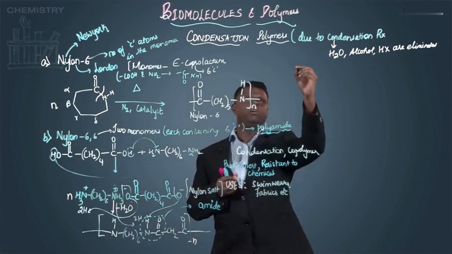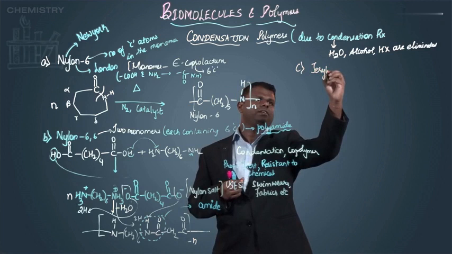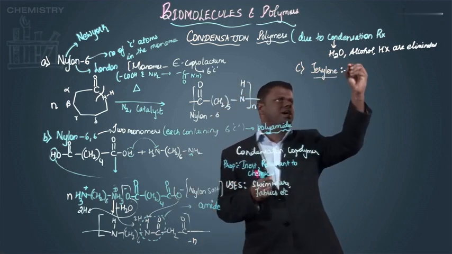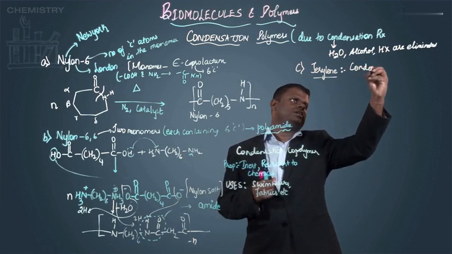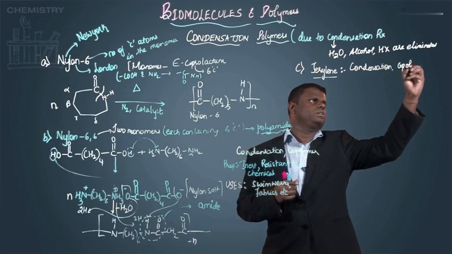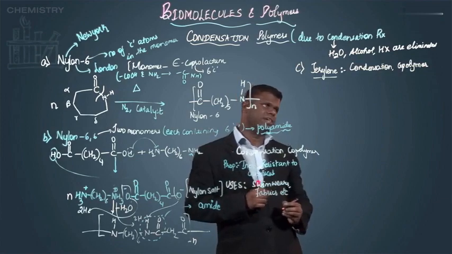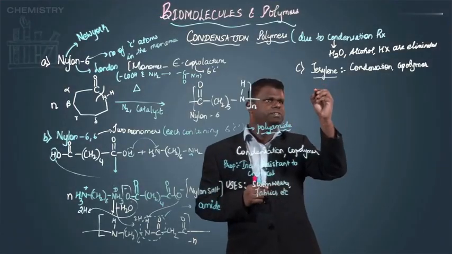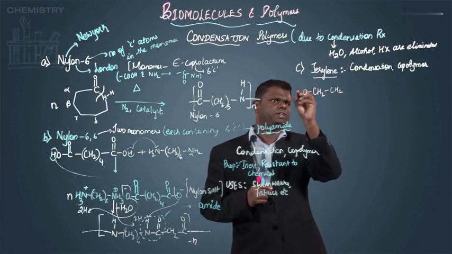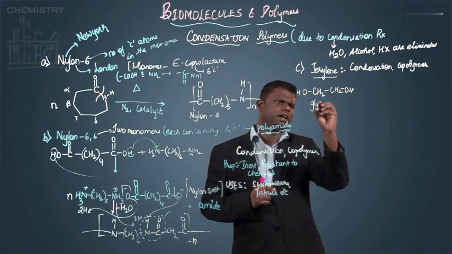Okay, let's move on to the third polymer, that is terylene. Now terylene is again a condensation polymer, and it is a copolymer. Okay, and then let's have a look at the monomers. So the monomer is CH2, CH2, and then you write it as OH, OH. This is glycol, ethylene glycol.